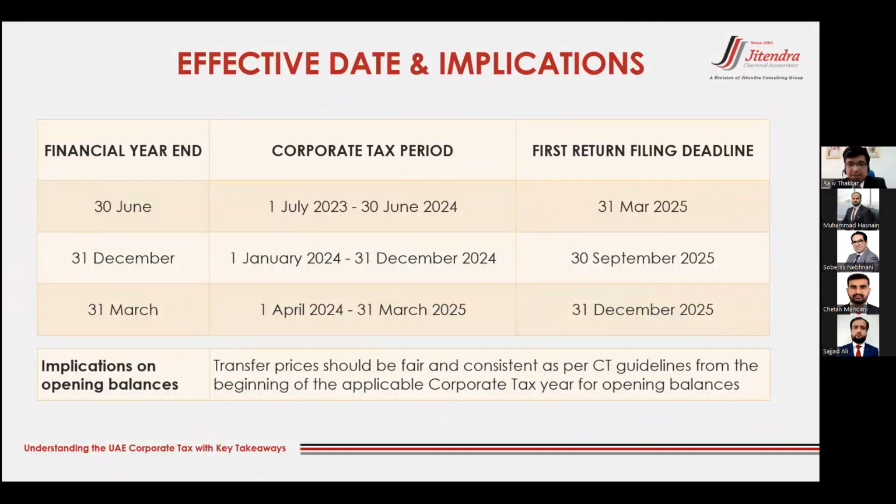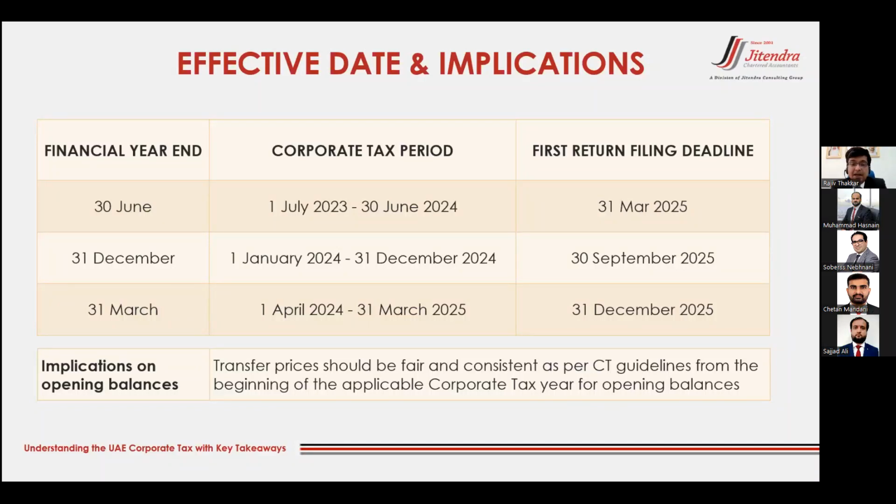Moving next, the effective date and its implications. As the corporate tax is coming from 1st June 2023, it is not the case that from that very day each and every company in the UAE is subject to corporate tax. The wording in the law is such that the effective date of the corporate tax is from 1st June 2023, on which date the financial year starts, or after. Let us understand with an example: if your financial year ends on 30th June, the corporate tax is applicable to you from 1st July 2023. So your first tax period will be 1st July 2023 to 30th June 2024.